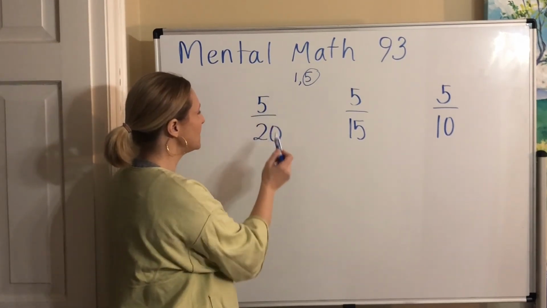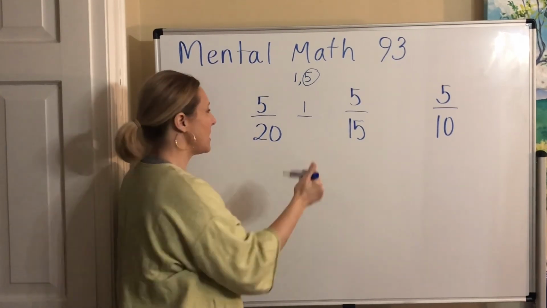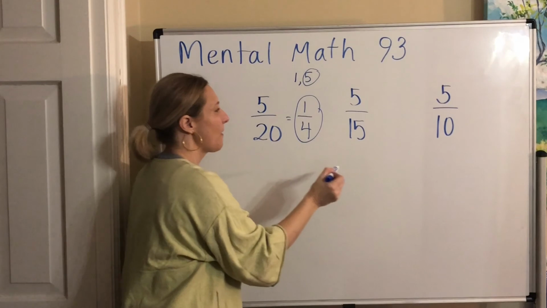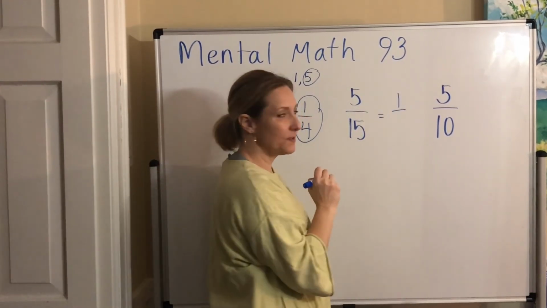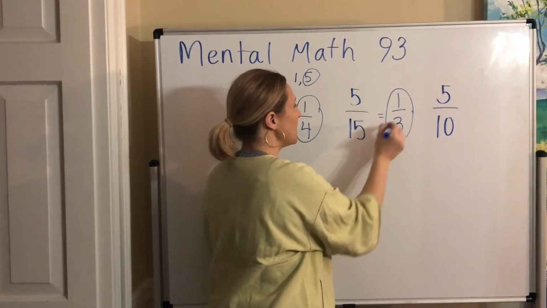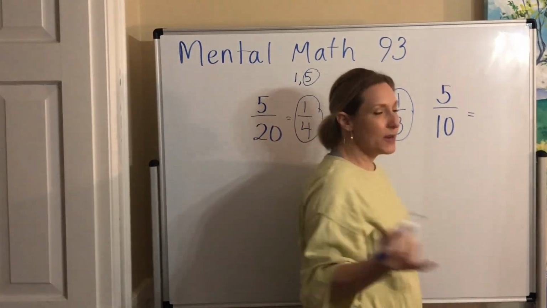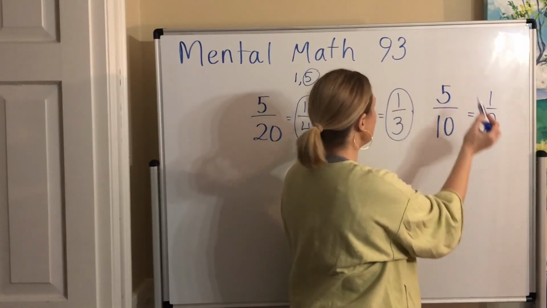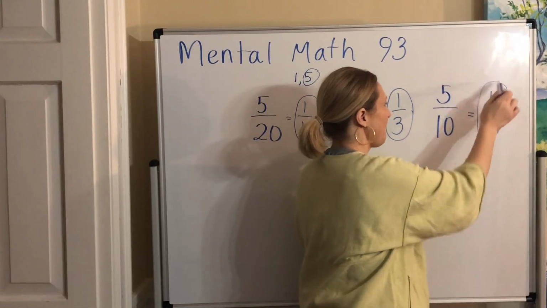Okay? 5 goes into 5 once. 5 goes into 20 4 times. So 5/20ths equals 1/4. 5 goes into 5 once. 5 goes into 15 3 times. So 1/3 is 5/15ths. And 5/10ths we can see is 1/2. But if we were to do it, it would come out the same. 5 goes into 5 once and 5 goes into 10 twice.